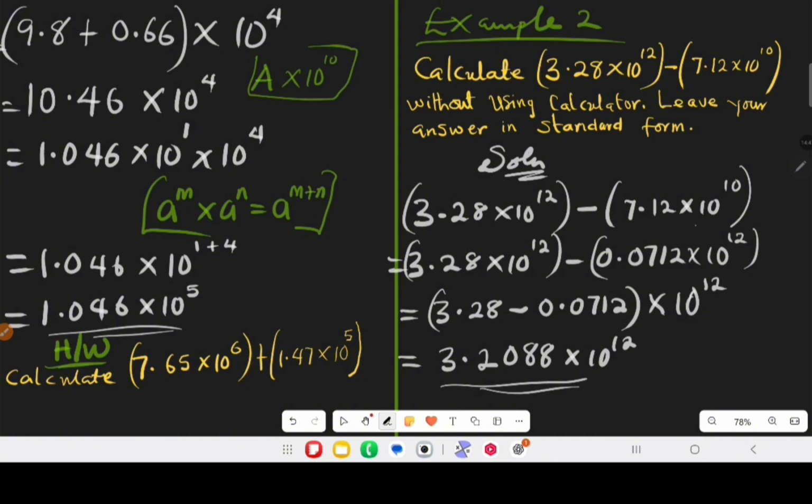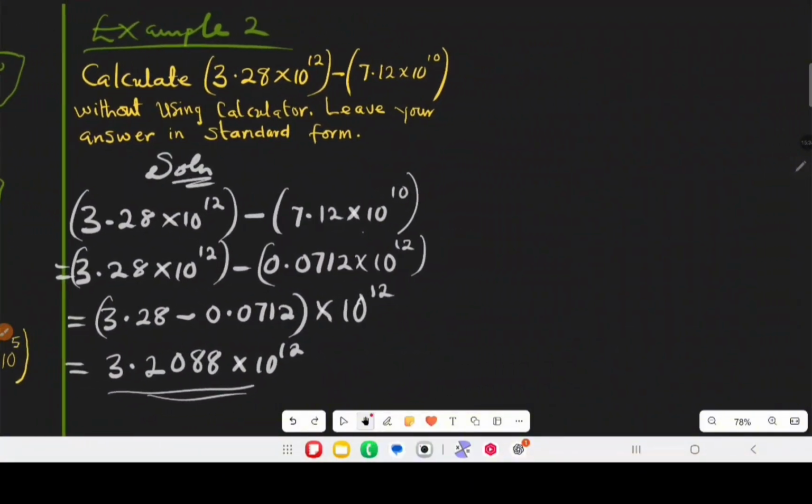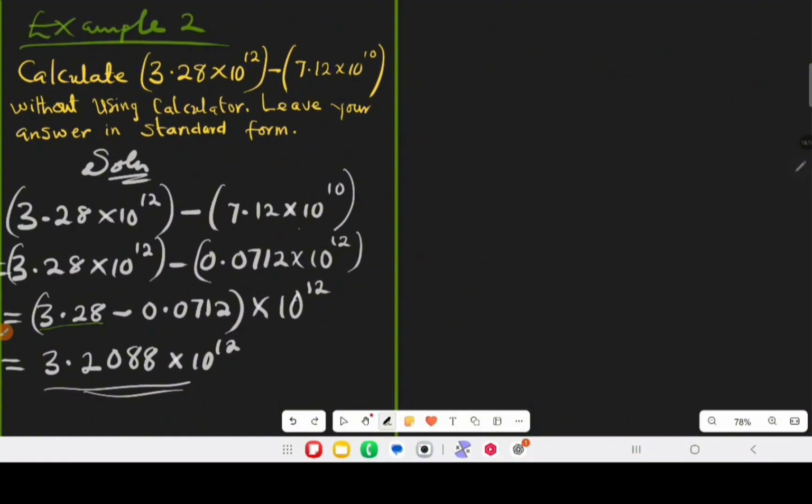I know you will ask me, how do we get 3.2088 without using a calculator? I will explain it here. If we want to solve 3.28 minus 0.0712 without using a calculator, this is what we do. We write 3.28 minus 0.0712. We make sure the points are on the same vertical line. Now we fill this gap with 0.